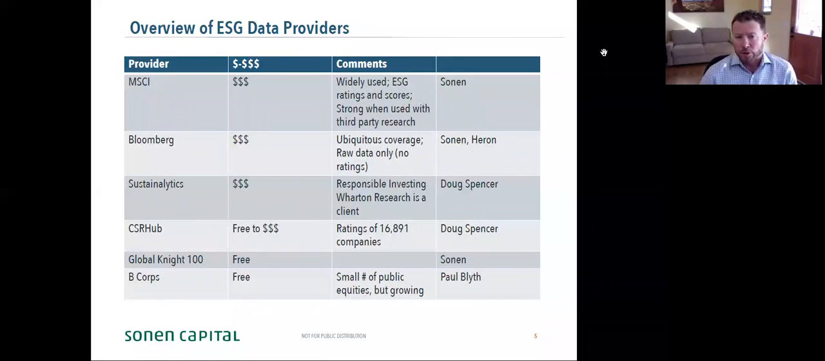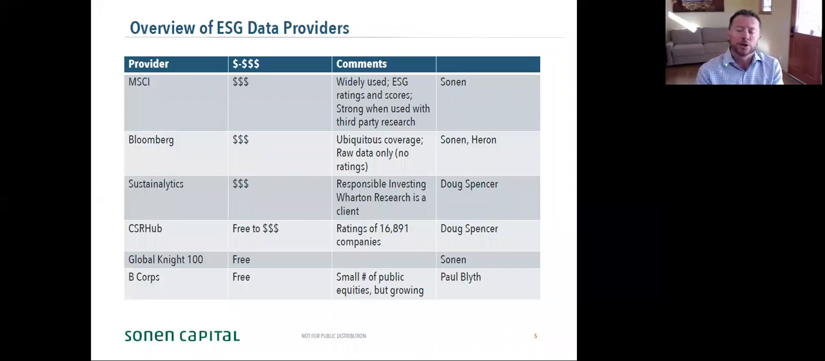This is just an overview of data providers. I'll say this is highly abbreviated. As I said, there's at least 12 major providers out there, and there's a number of smaller ones. The issue really here is accessibility for retail investors. Most of these cost anywhere from expensive to very expensive. So it's difficult to get your hands on it.